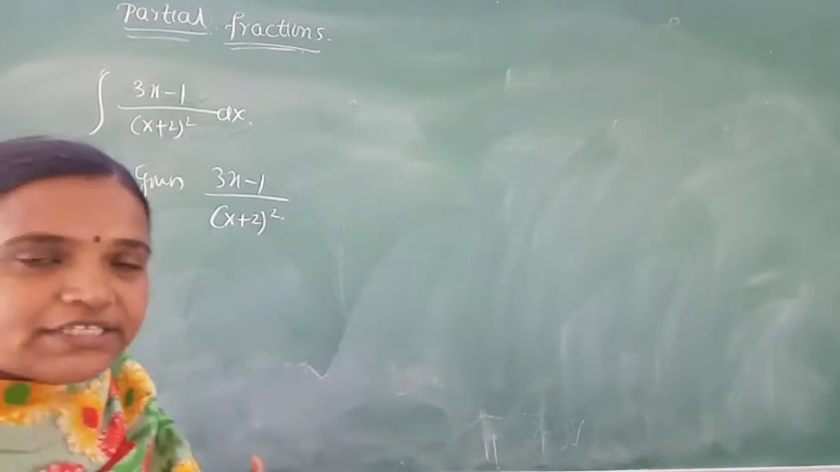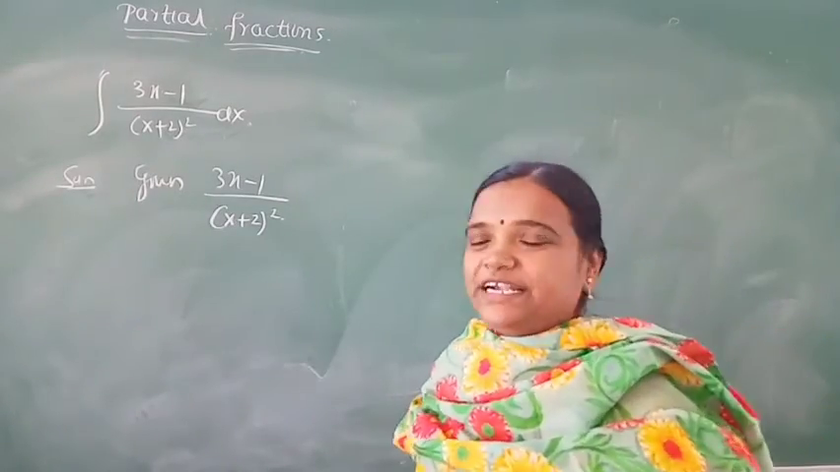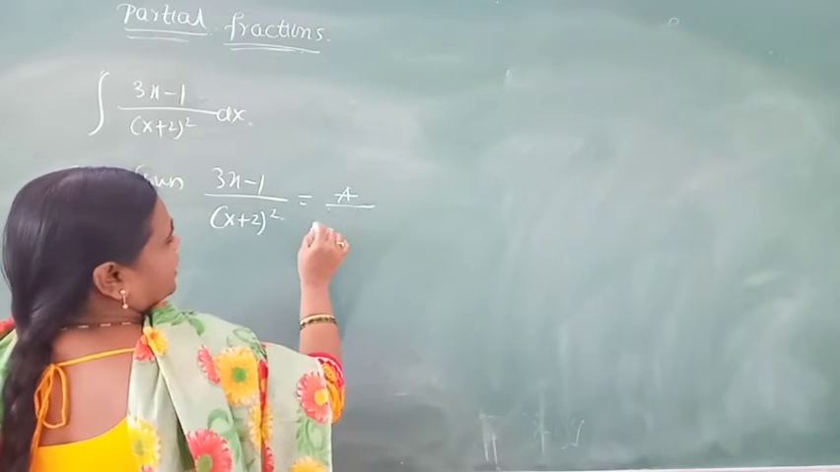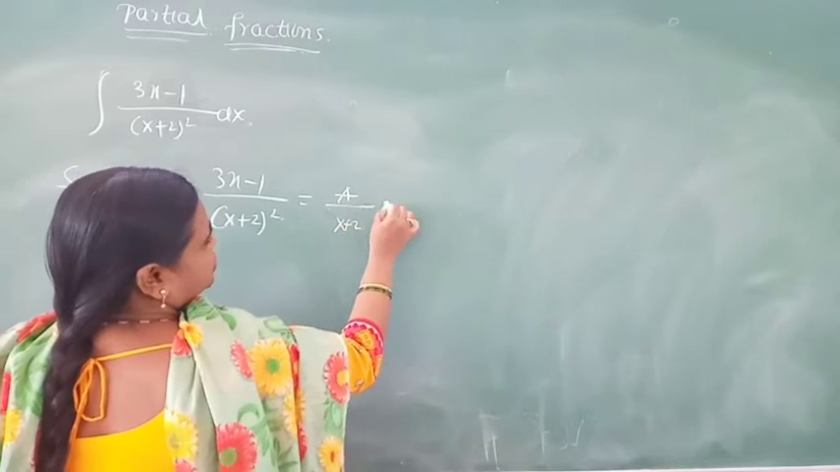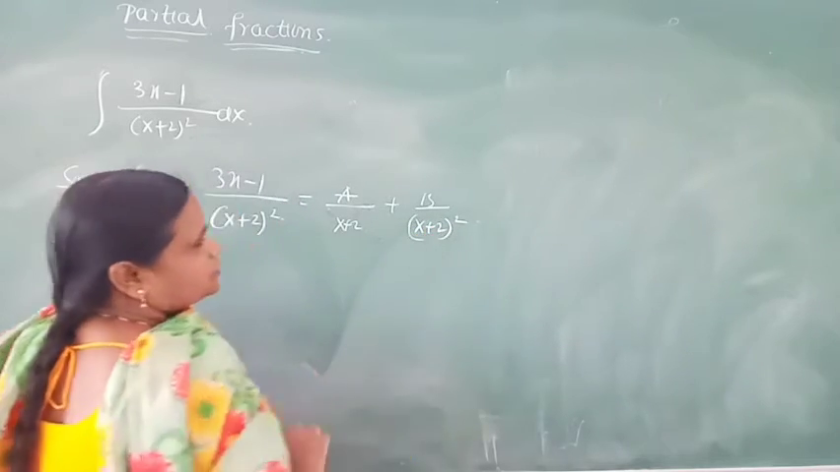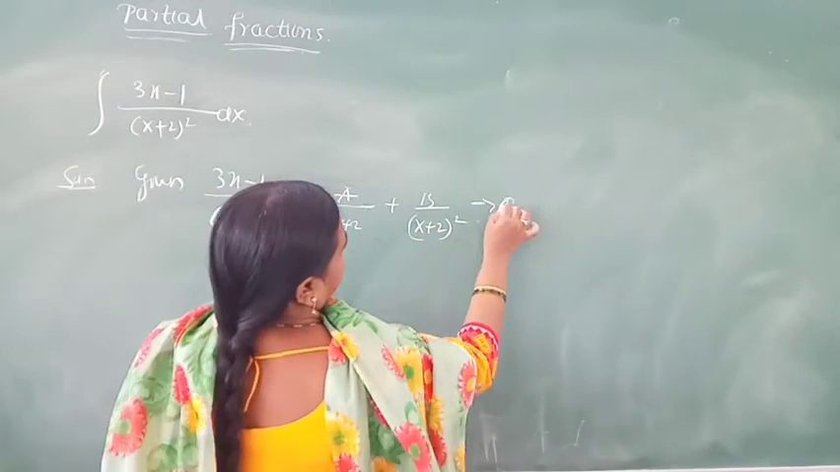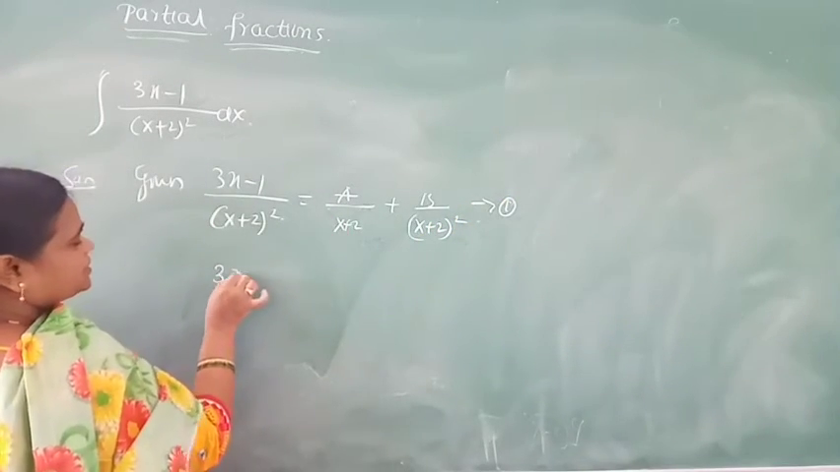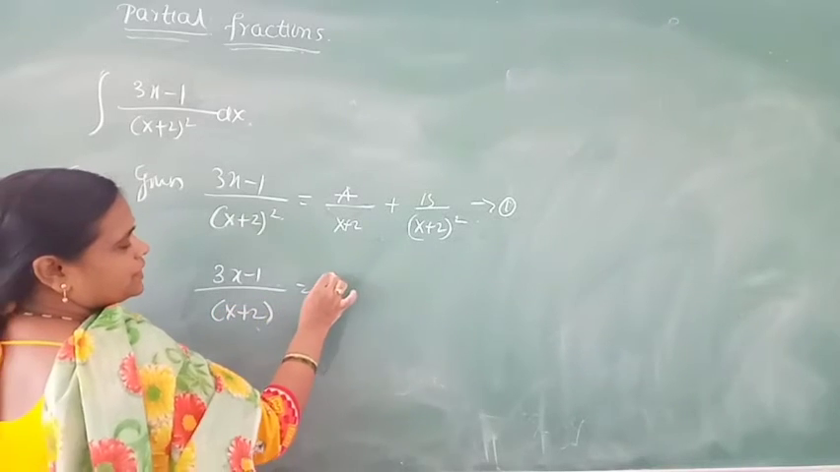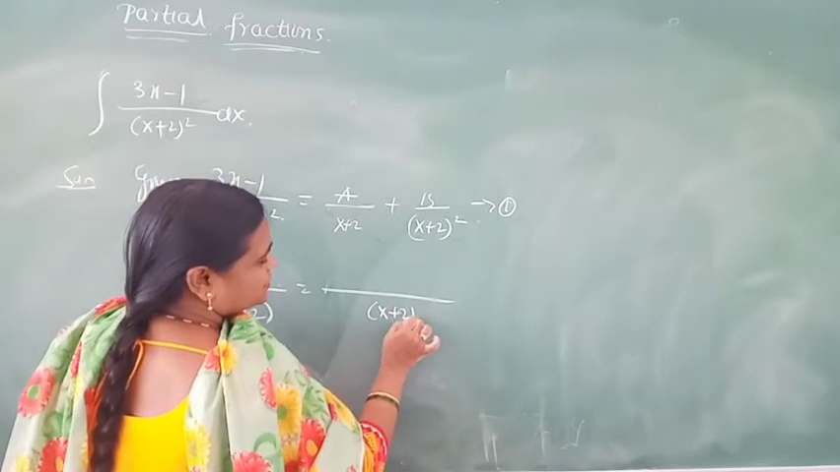Previous examples are in the form of non-repeated factors. Now x plus 2 the whole square means it is a repeated linear factor. Therefore, in this case we can write this example in the form, according to the rules, a by x plus 2 plus b by x plus 2 the whole square. Call this equation 1. And this is 3x minus 1 as before. Same procedure: take the LCM, x plus 2 the whole square.